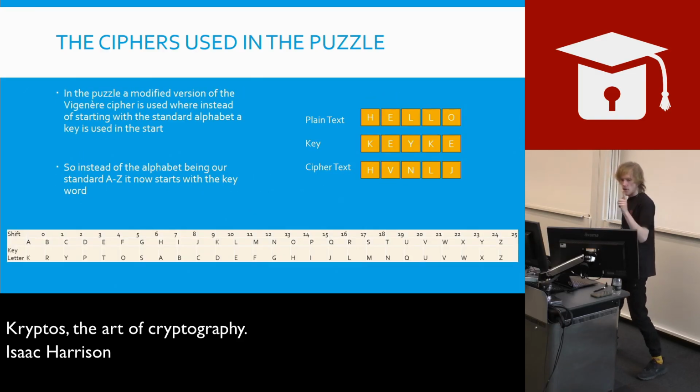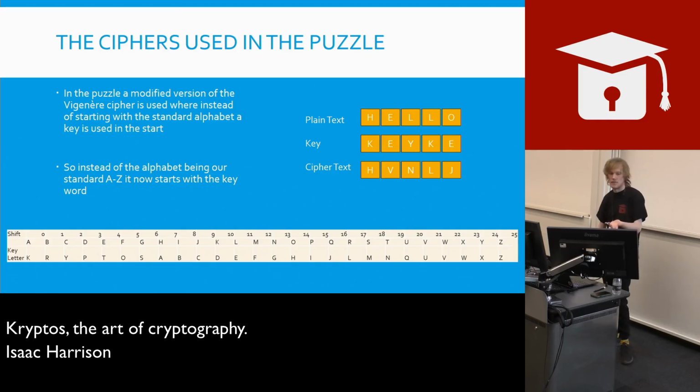But instead, in Kryptos, because we're offsetting by this different key that's not our alphabet, the mappings work out differently. So actually K is our 0 shift, R is 1. If your key is K, you shift by 0. If your key is R, you shift by 1, and so forth.